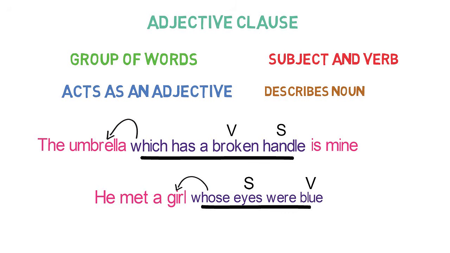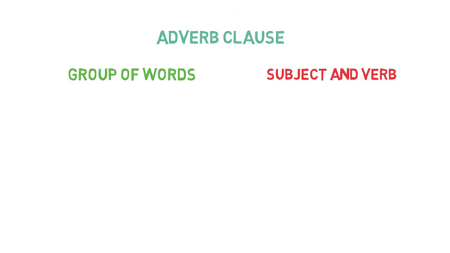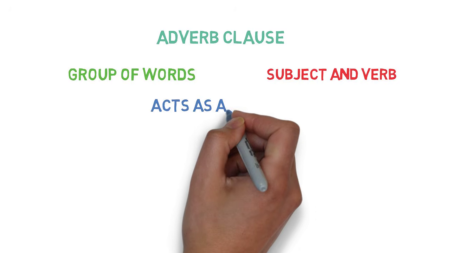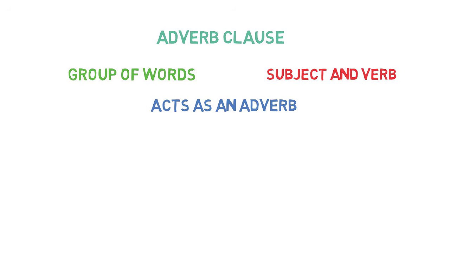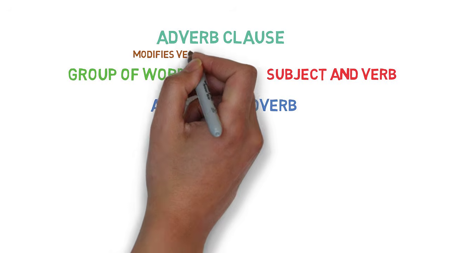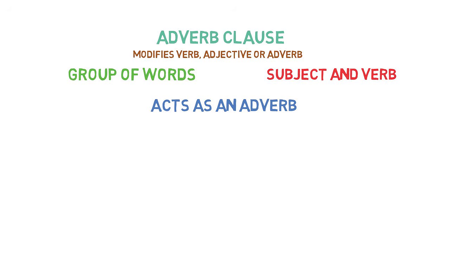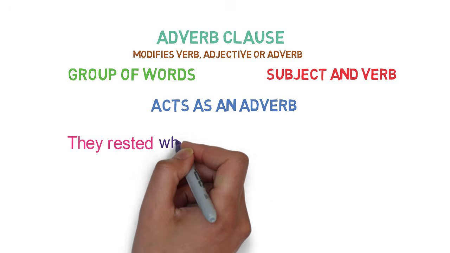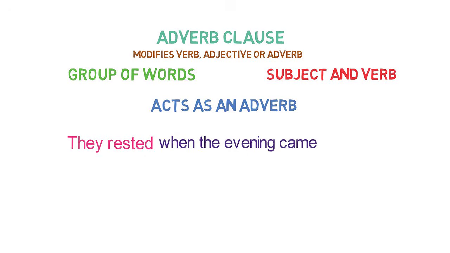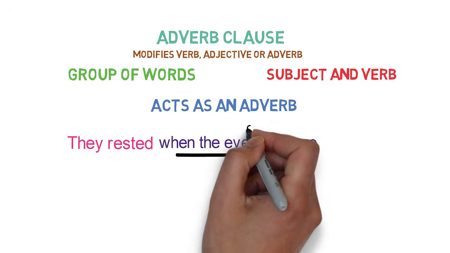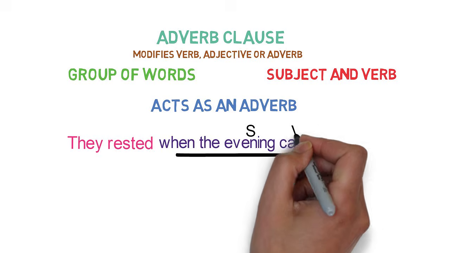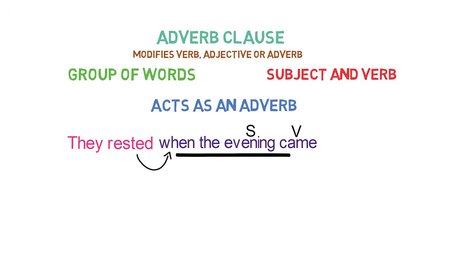Now let's look into the next type of clause, adverb clause. Adverb clause is a group of words having subject and a verb of its own, and it acts as an adverb in the sentence. Now what does an adverb do? They modify a verb, adjective or other adverbs in the sentence, and so does the adverb clause. For example, they rested when the evening came. Here, when the evening came is a clause as it has a subject evening and verb came, and it is describing the verb rested. So it's an adverb clause.